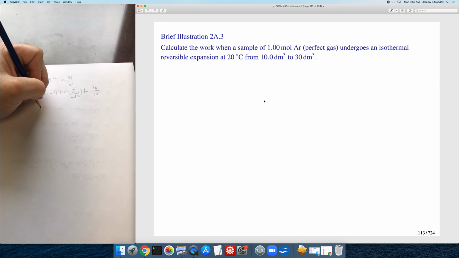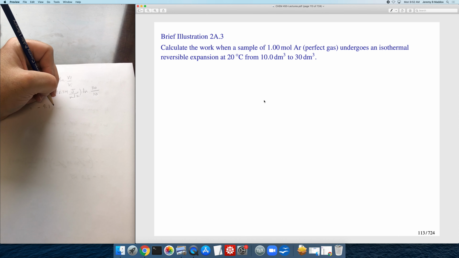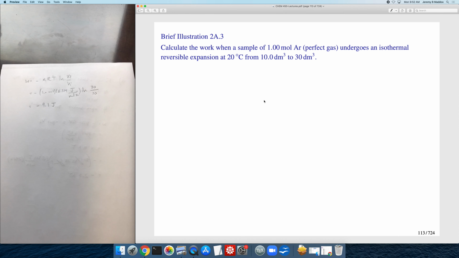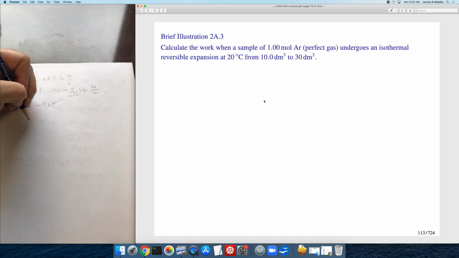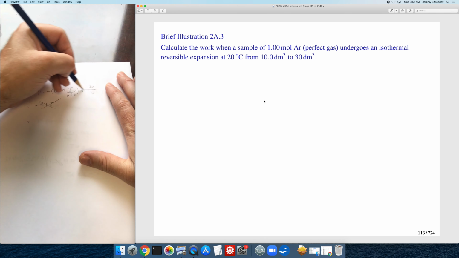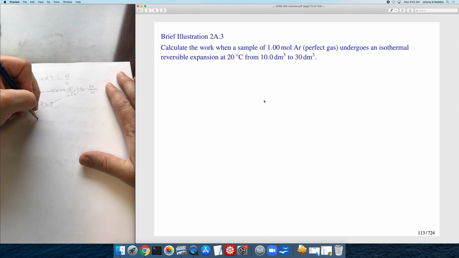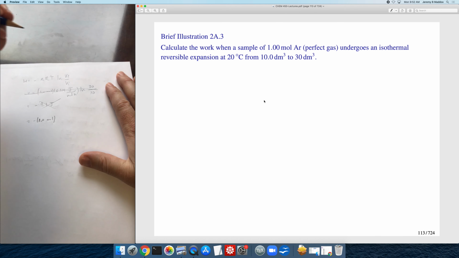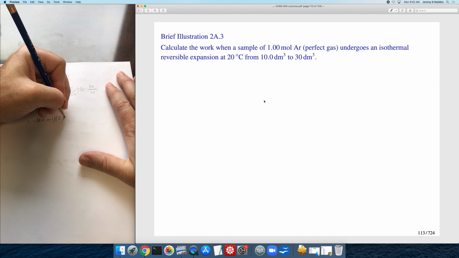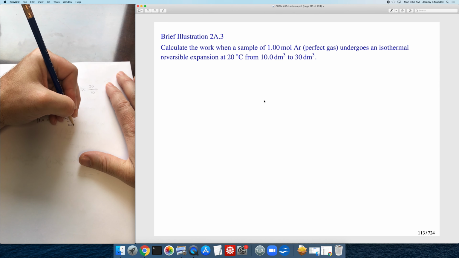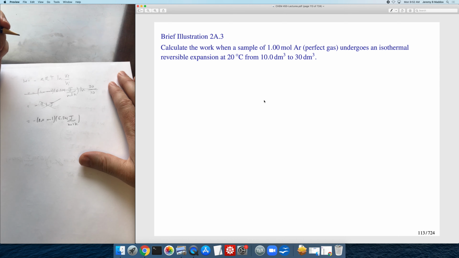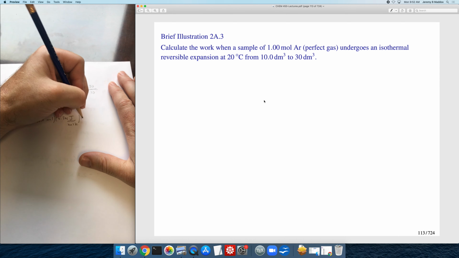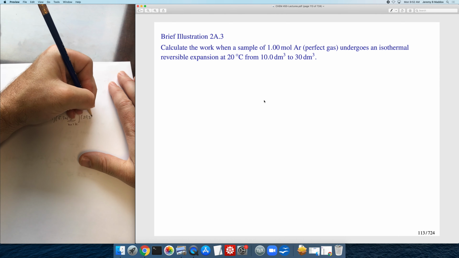And I'm getting minus 9.1 joules from that. Oh, no, scratch that. I forgot the temperature. I thought that was a little small. Moles, 8.314 joules per mole Kelvin. We're at 20 degrees Celsius, so that would be 293 Kelvin.